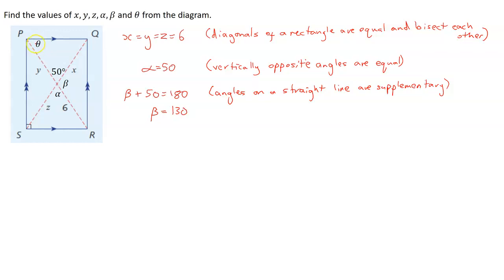Finally, I've got theta here. Now, if we have a look at this triangle, I know that these 2 sides are the same length because diagonals of a rectangle are equal and bisect each other. So this is an isosceles triangle, and this angle here is also theta because we know that base angles of an isosceles triangle are equal. So I can say that theta plus theta plus 50 equals 180.